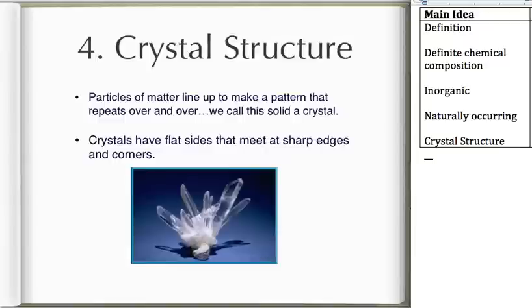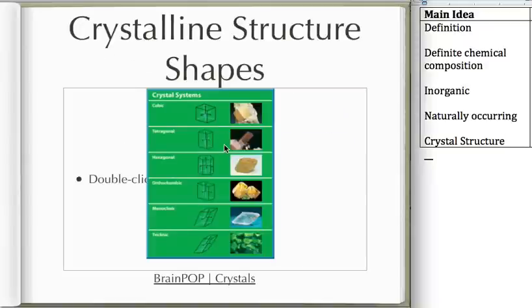Some examples of crystal structures: you've got cubes, what are called tetragons, which are just long rectangles, orthorhombic, monoclinic. You don't need to memorize these. These are just examples of different crystal shapes that the molecules of our mineral can arrange themselves in. And these patterns repeat over and over and over.